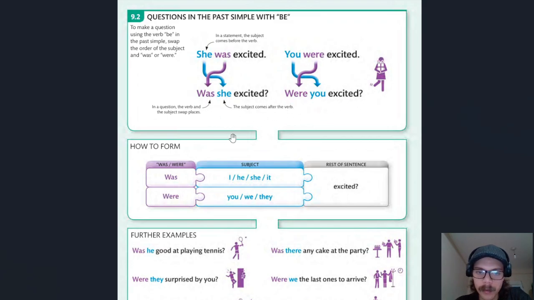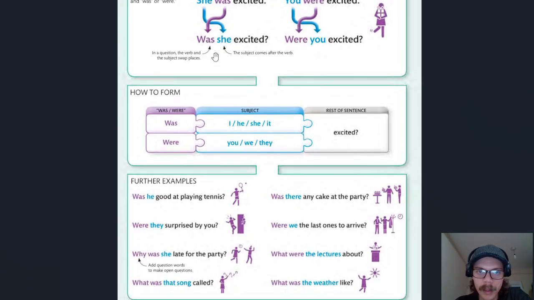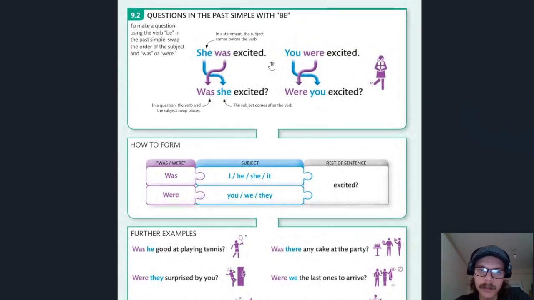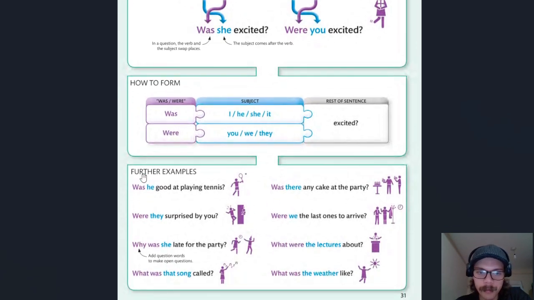And for question words, which we reviewed on the previous page, you can just add them at the beginning of the question, and it makes an open question. So really, you don't need to add anything except when you make an open question. Okay? So this is very easy. You just switch the positions of the two words in the beginning. Let me read through the further examples.